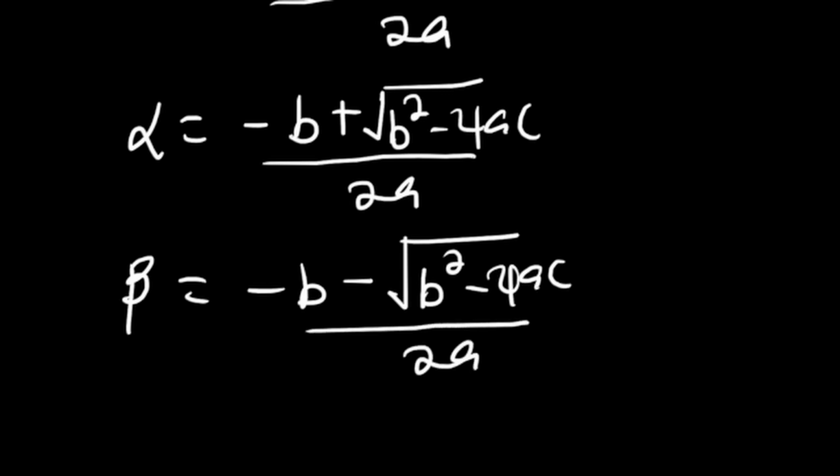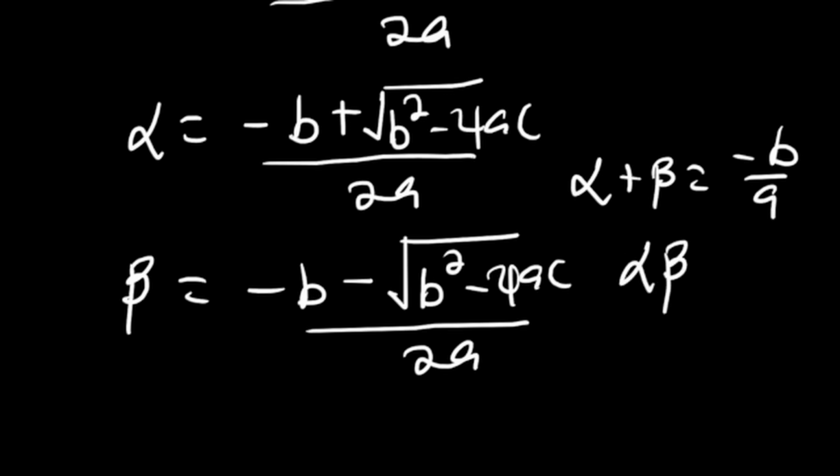So they're actually trying to say that we should prove that the sum of these two roots would give us, for example, alpha plus beta equals negative b over a, and we should also show that alpha times beta equals c over a. This is the formula for the sum of roots, and this is the formula for the product of roots. Now, how do we do this?